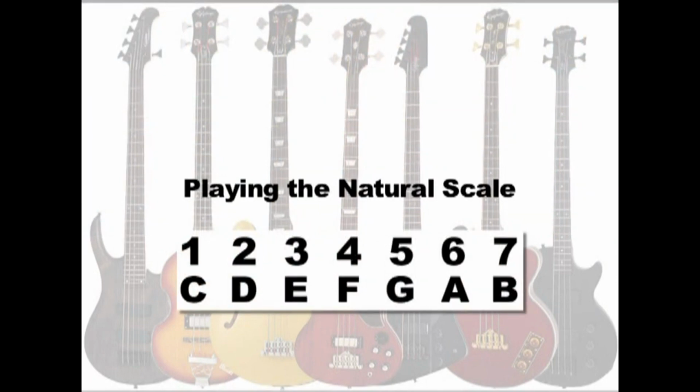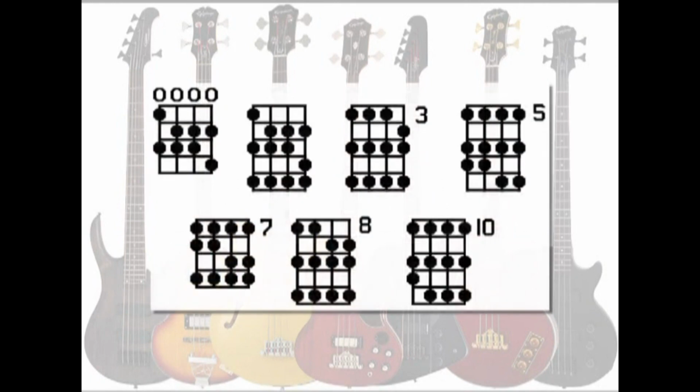There are 7 notes in the natural scale. Therefore, we have 7 scale positions. Each position starts with a different scale note. The beauty of these 7 positions is that they are universal for every key of music. So later on, when we start learning key changes, you will already know the fingering patterns.